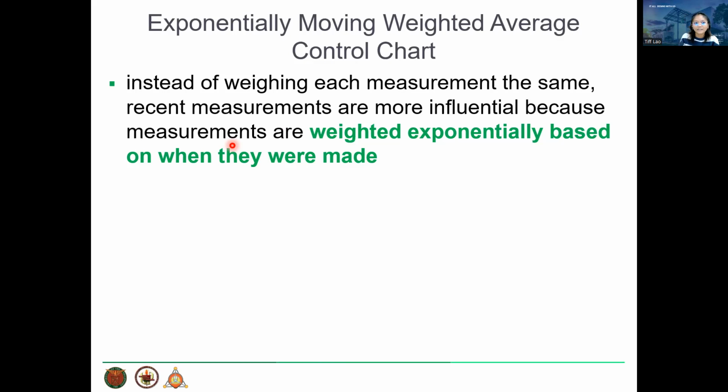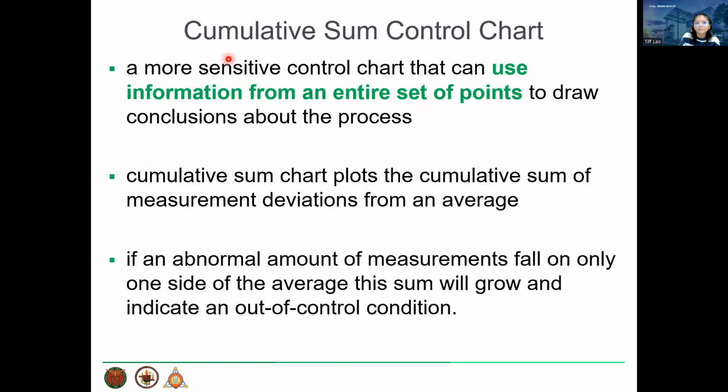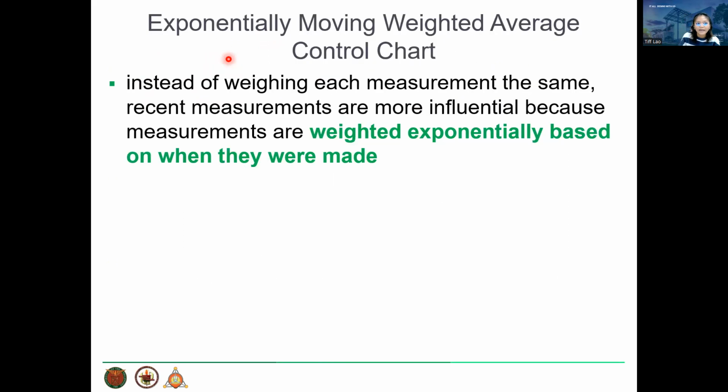Sige nga, anong difference ng cumulative sum control chart or cum sum, and exponentially moving weighted average? What's the difference between exponentially moving weighted average and the cum sum? Wala nagsasagot.